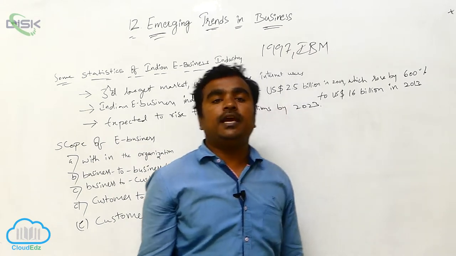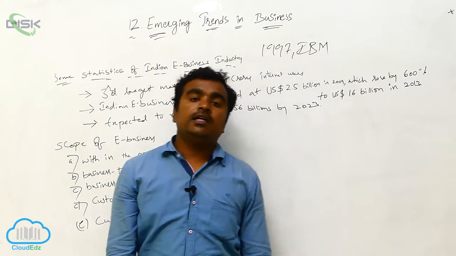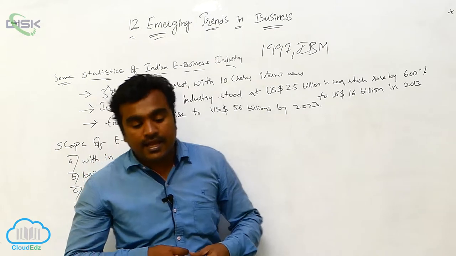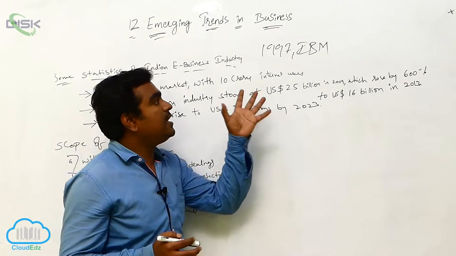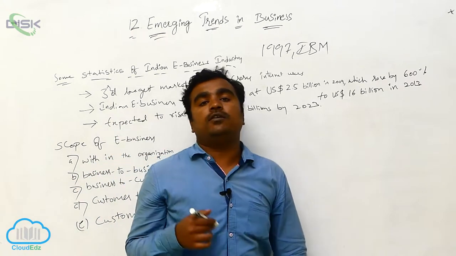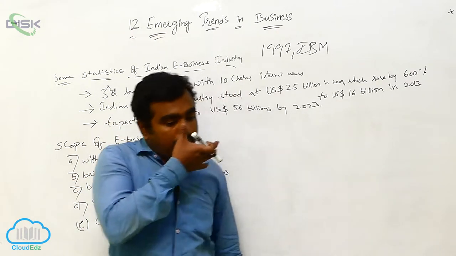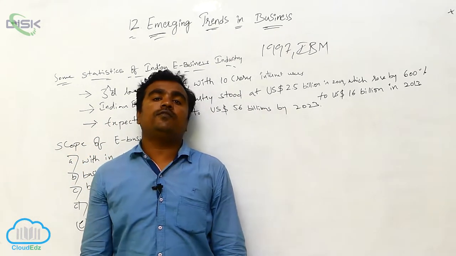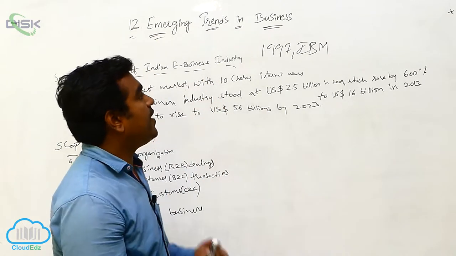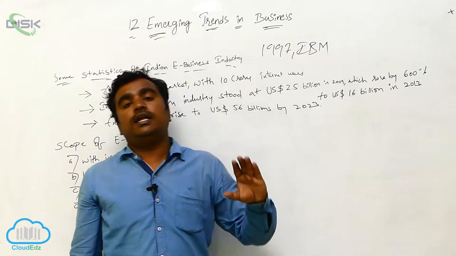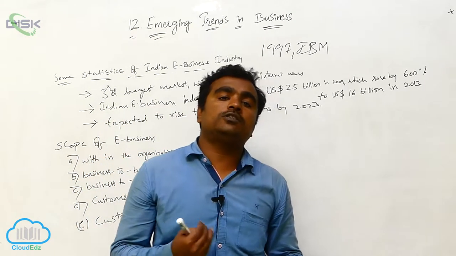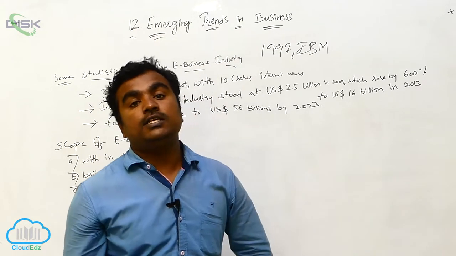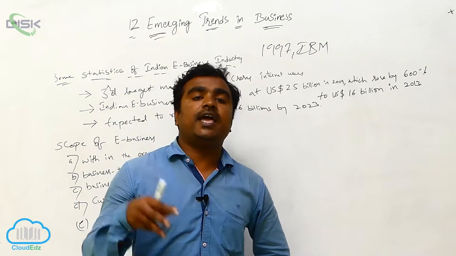In 1997, IBM used e-business first in India. They defined e-business as the transformation of business processes through the use of knowledge of internet. That is what they defined themselves. They transformed the process of business with the knowledge of internet. They transformed each and every aspect of the business.